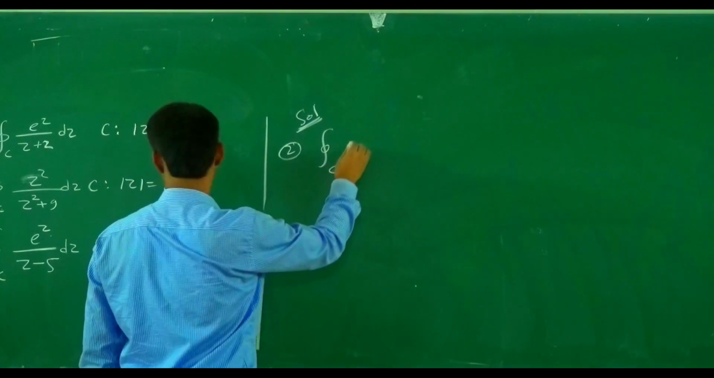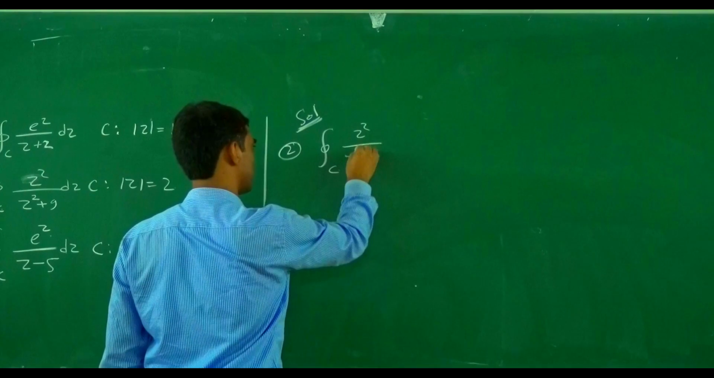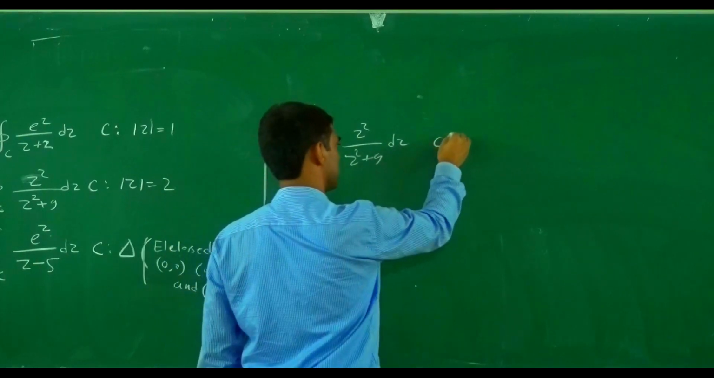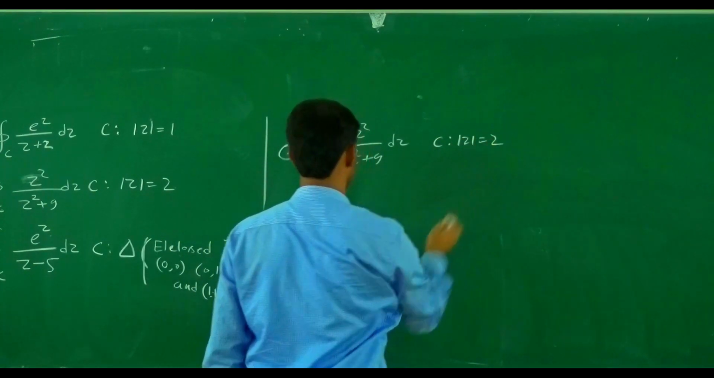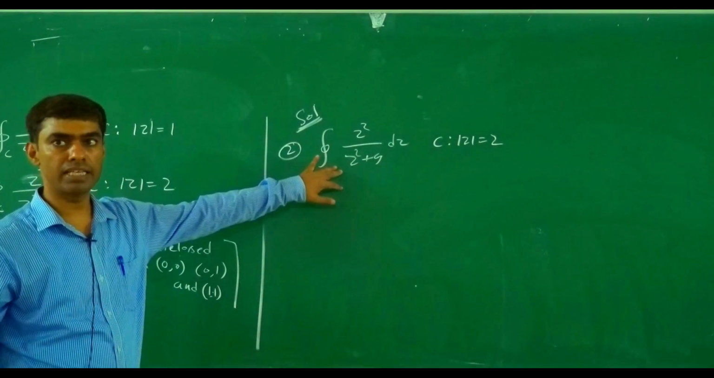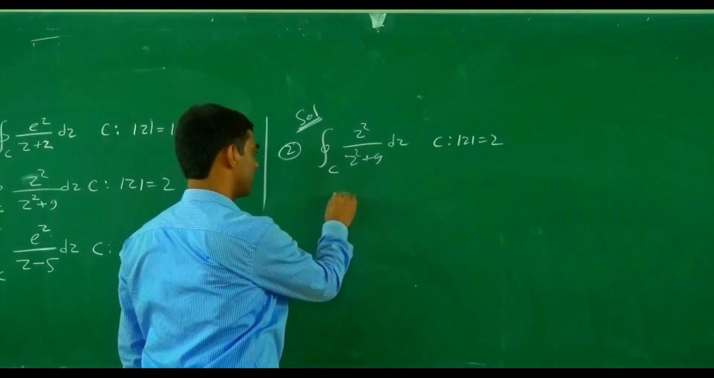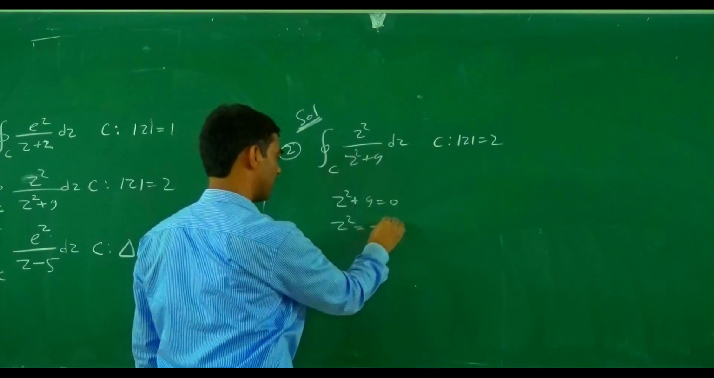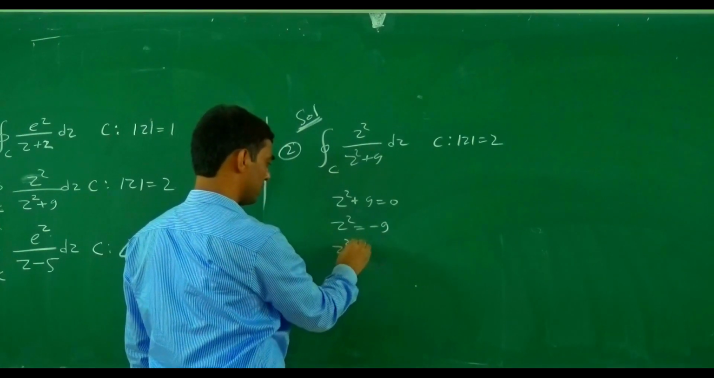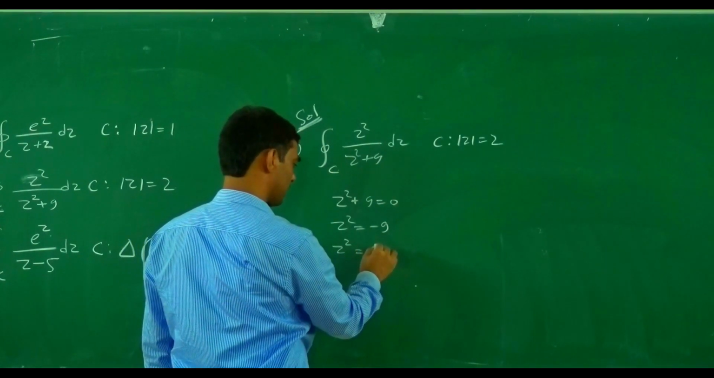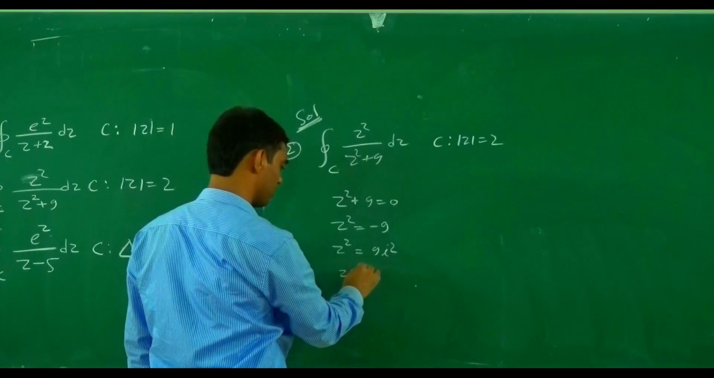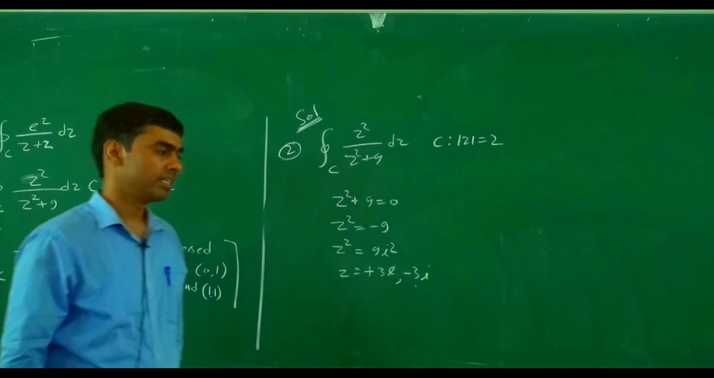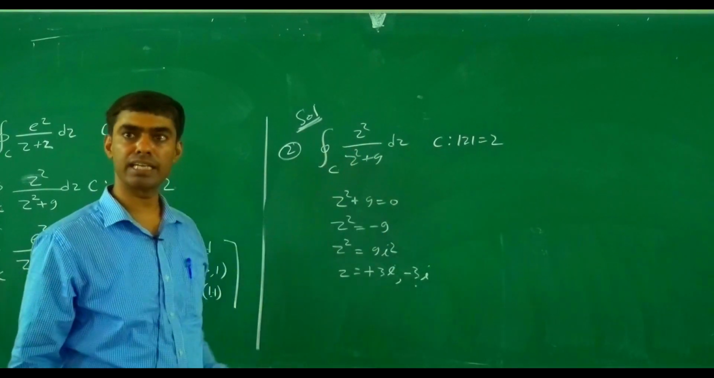Integrate over C of z square upon z square plus 9 dz, where C is |z| = 2. So this function is analytic except at which point? At z square plus 9 equal to 0, meaning z square equals minus 9. This becomes z square equals minus 9 i square. This means z equals plus 3i and minus 3i. Except these two points, this function is analytic everywhere.